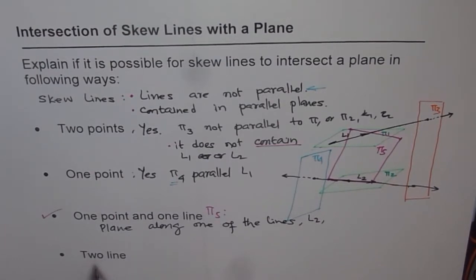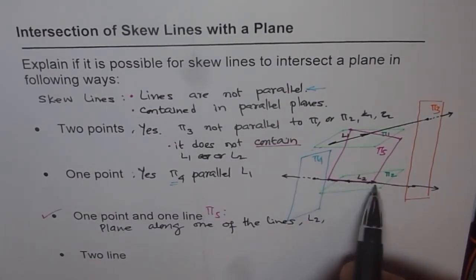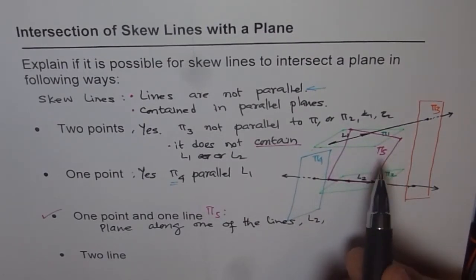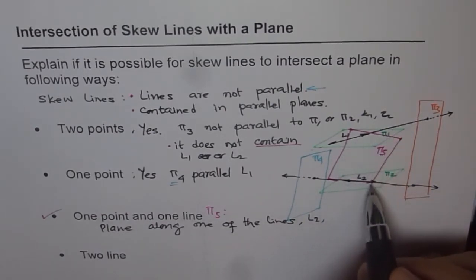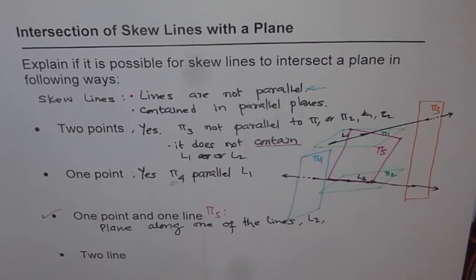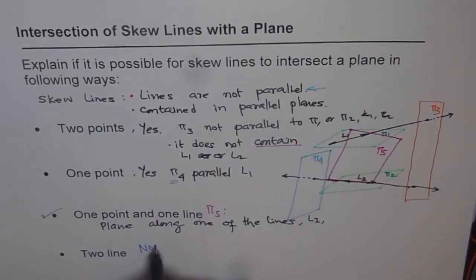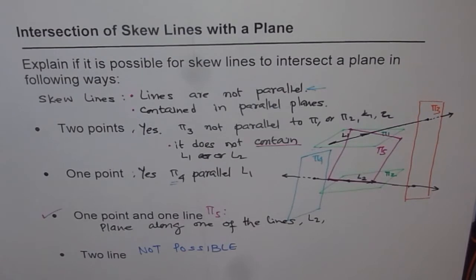Now the last condition is 2 lines. I cannot have a plane which will be along this line and that line, so that is not possible, because if I align it along this line, then it is not going to be along that other line, correct? So the last condition here is not possible. Not possible. But the first 3 are.